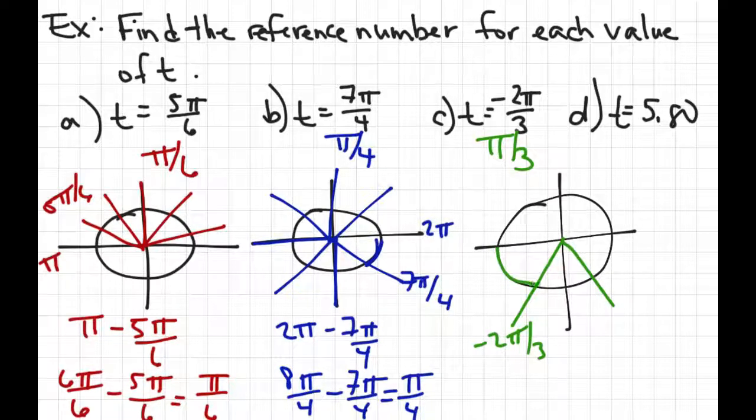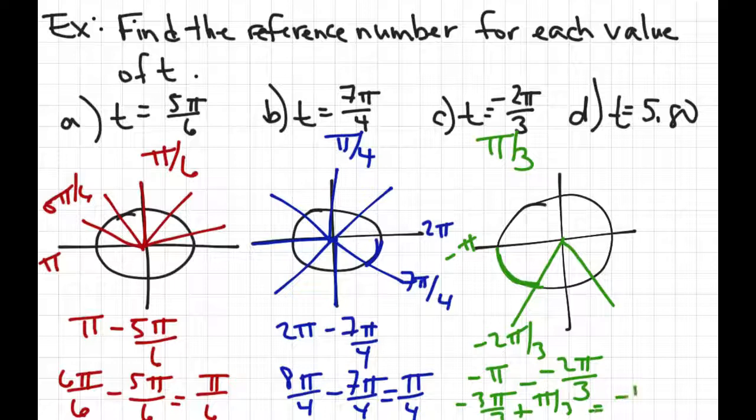Well, I need to find this distance here, and this is negative pi, isn't it? I'm going to subtract those. So what's negative pi minus negative 2 pi over 3? Well, that's negative 3 pi over 3 plus 2 pi over 3, which is negative pi over 3. But we don't say that the reference angle is negative pi over 3. We always give it the positive angle. So even if you get a negative answer, that's okay. Just make it positive. No weird math involved.